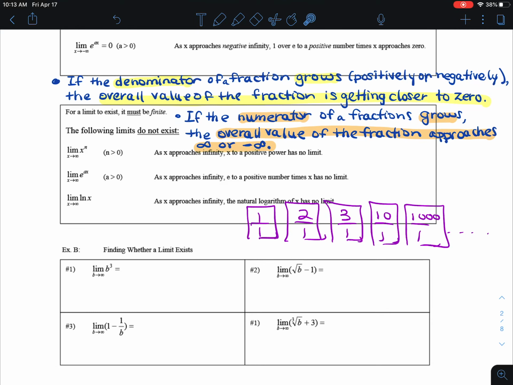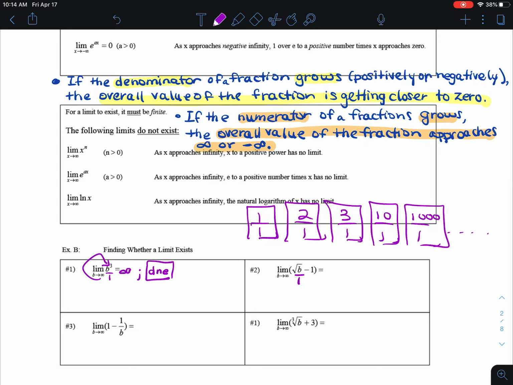We want to be paying attention to, is a denominator growing or is a numerator growing? Well, on this problem, I can see that this b cubed is in the numerator. So if I were to visualize plugging in larger and larger numbers for that b and then cubing it, since it's in the numerator, it's going to be approaching infinity, so my answer to this is technically going to be that that limit does not exist.